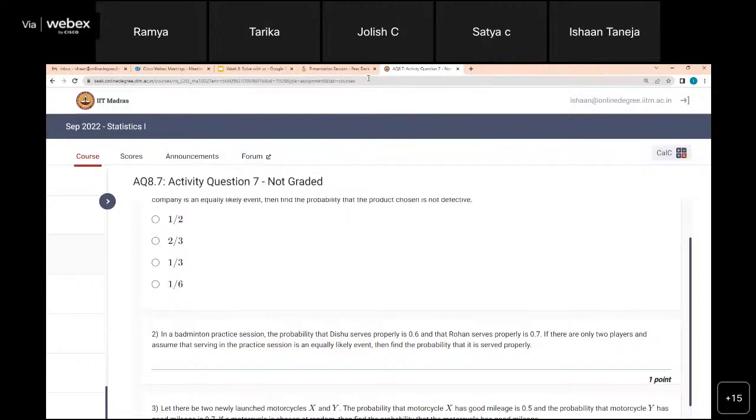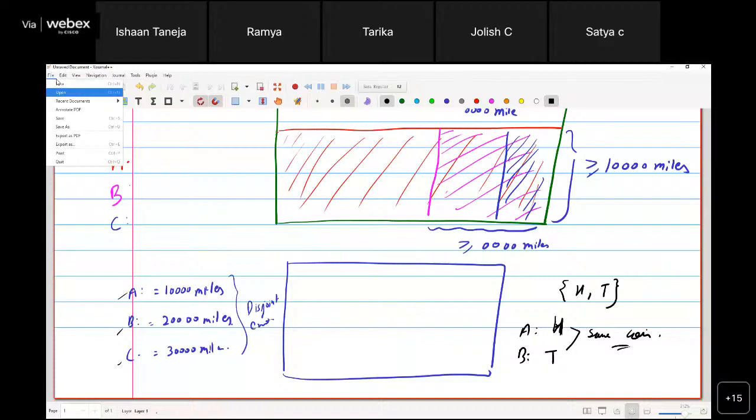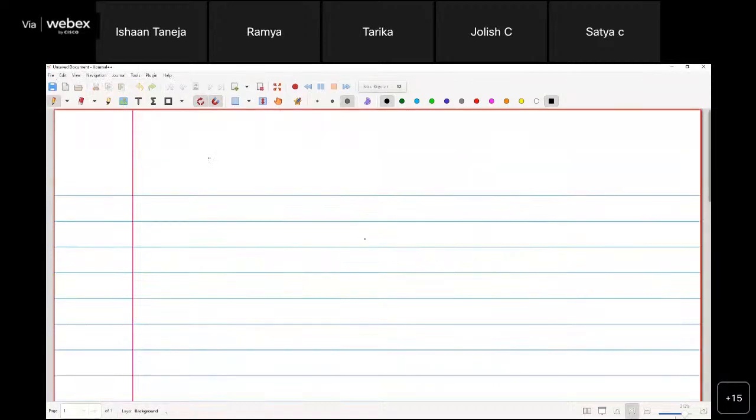Yes. Let me give you a hint on this. I think you can solve the remaining after that. So we have two players, right? Let's say player D and player R. And both are equally likely to serve, which means both have an equal chance. So let's say that player D would serve with 50% chance and player R will serve with 50% chance, right?